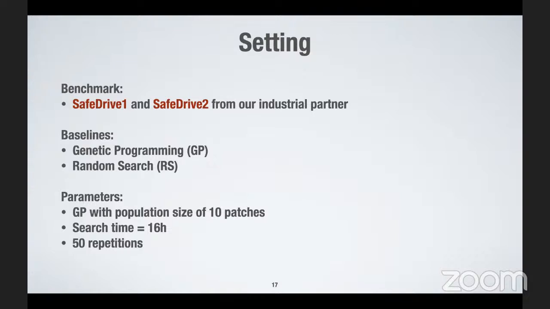For the parameters, the main parameter, the population size, applies only to genetic programming, while random search and our approach are population-less. We set the time to 16 hours and performed 50 repetitions.